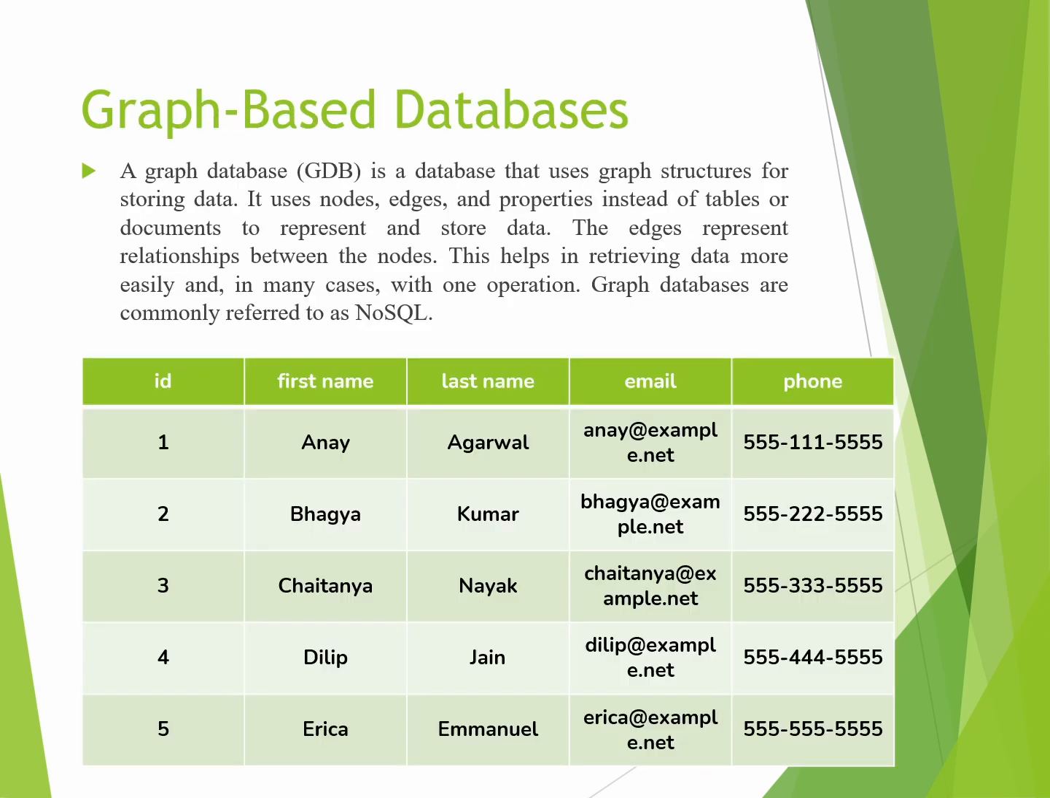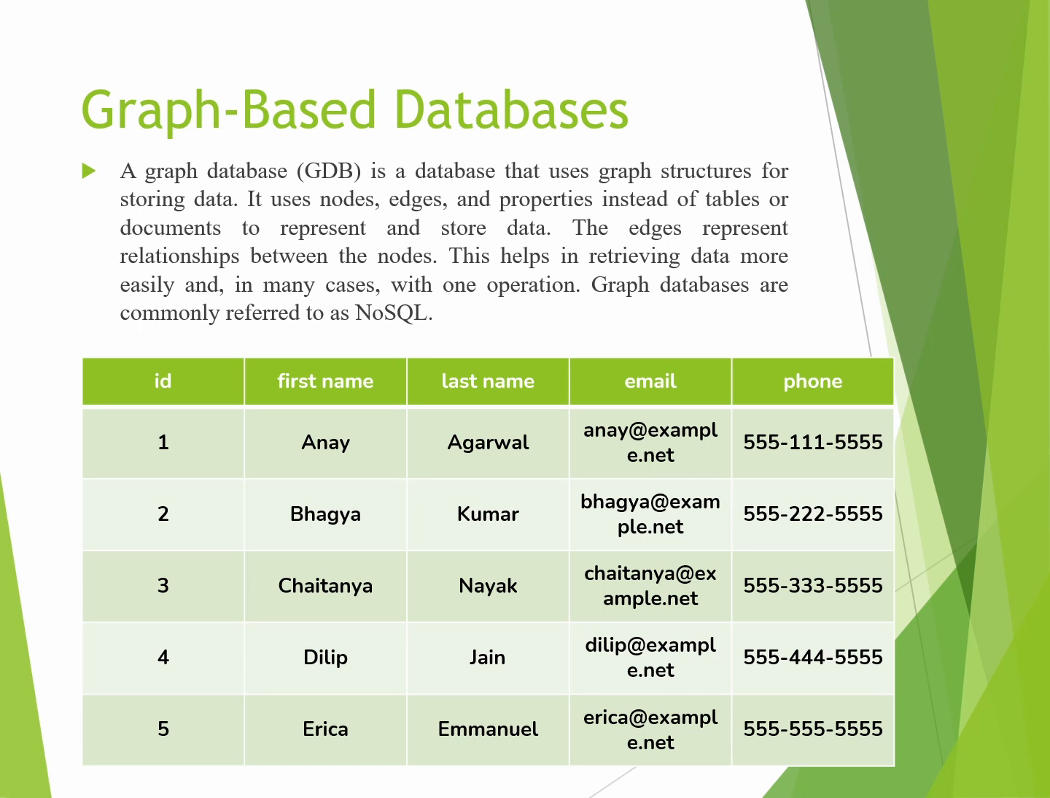And the next one is graph-based database. A graph database is a database that uses graph structures for storing the data. The graph contains many things like nodes, edges, and properties instead of tables or documents to represent and store the data. The edges represent the relationship between the two nodes. This helps in retrieving the data more easily and in many cases with one operation. Graph databases are commonly referred to as NoSQL.